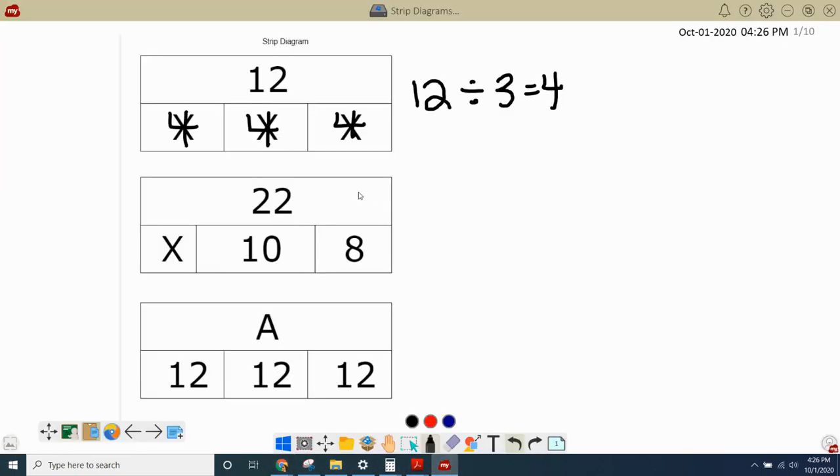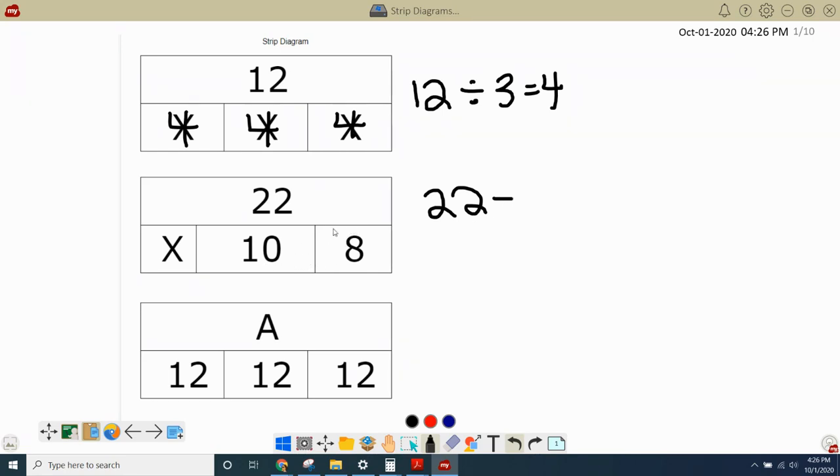Okay, so our next one, we're solving for this x. Okay, we have a total right here, 22. So I said if we have a total, that means we're probably going to subtract from that total or divide. So I don't see any equal groups. And because I don't see any equal groups, I'm not going to divide.